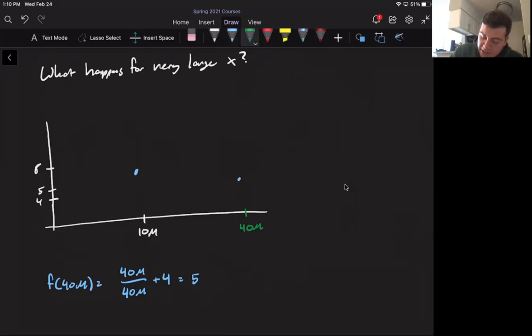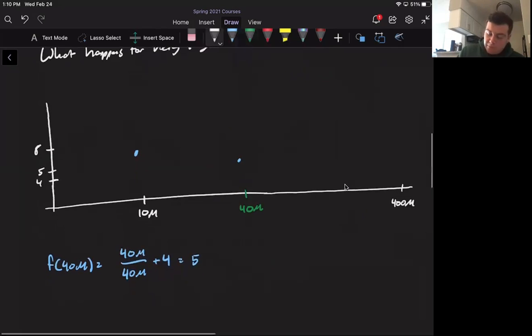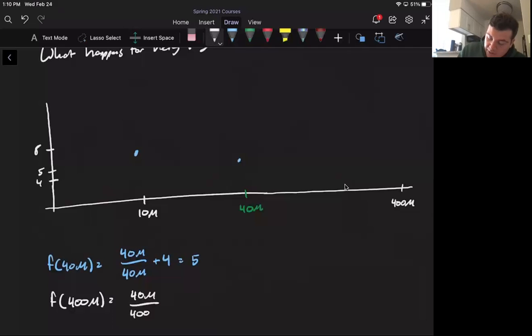If we take this to the extreme, we'll go all the way out here to 400 million vaccines. Then we get F of 400 million, which equals 40 million over 400 million plus 4. That's going to boil down to 1/10 plus 4, so just a bit over 4.